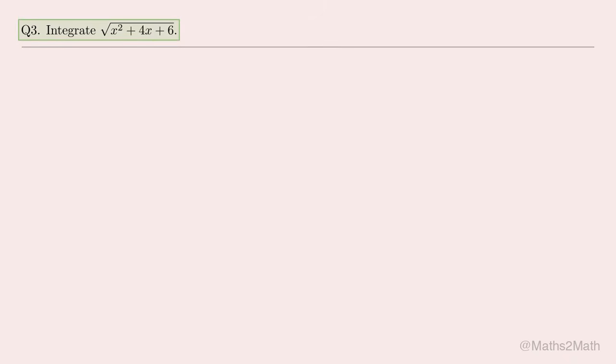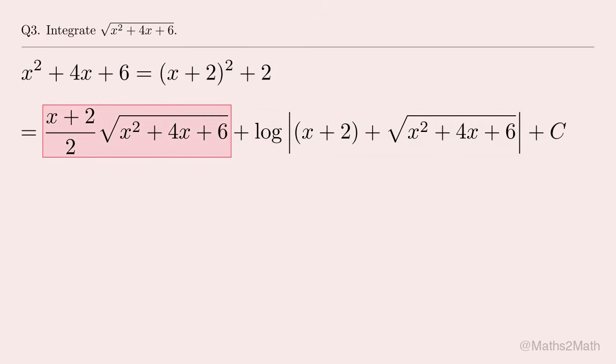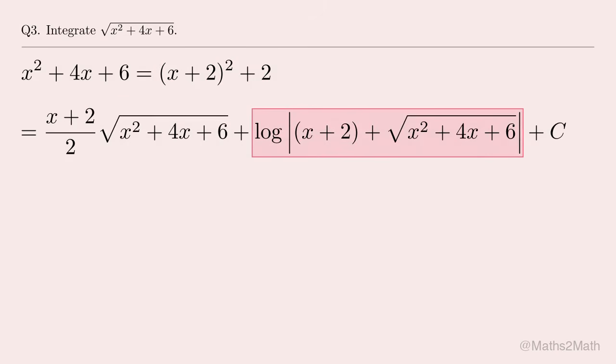Question 3. Complete the square, a plus form, x plus 2 squared plus 2. The square completes with a squared equal to 2, using the plus formula with its log. Apply the u squared plus a squared formula with u as x plus 2.